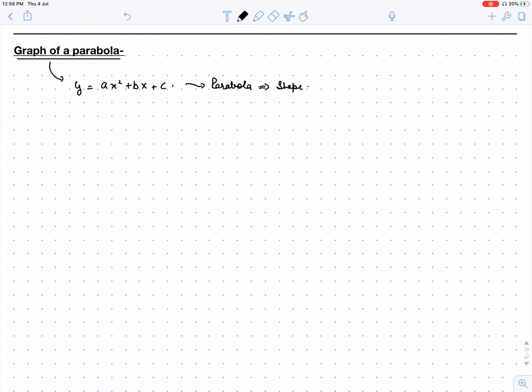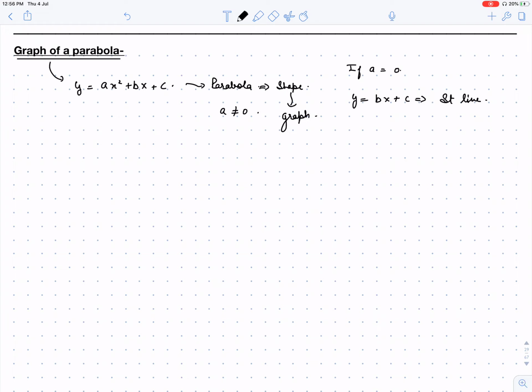And over here, the condition is only one thing, that a must not be equal to 0. Because if a is equal to 0, then the equation would be left as y is equal to bx plus c, and as most of you know, this is a straight line. So the only condition over here is a must not be 0. I wish to see the shape, that is, the graph of this parabola.